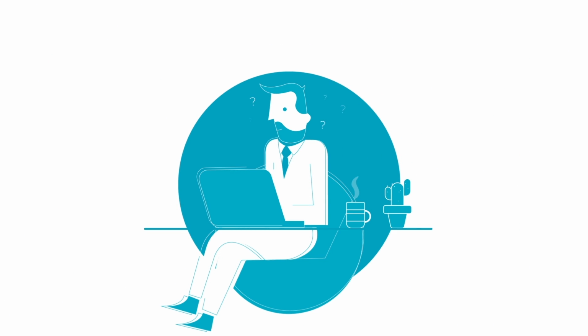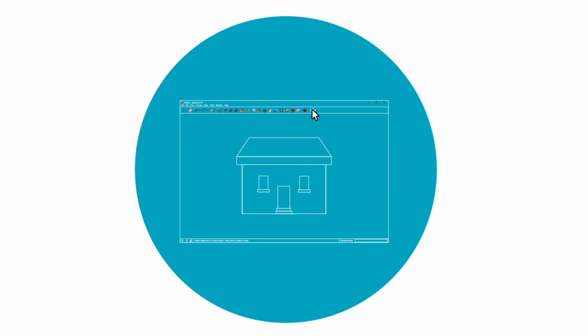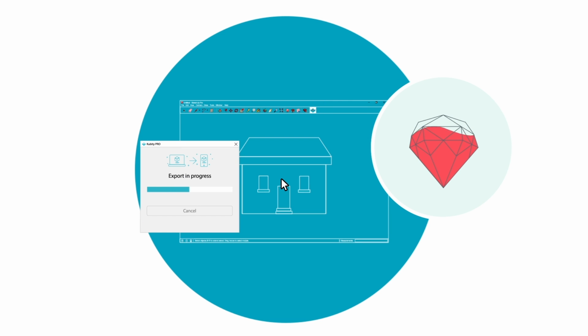It all starts at your workspace. Simply click the Kubity Pro button inside SketchUp or Revit. Behind the scenes, our powerful 3D crystallization engine does all the heavy lifting for you, automatically optimizing your model and integrating augmented and virtual reality features.